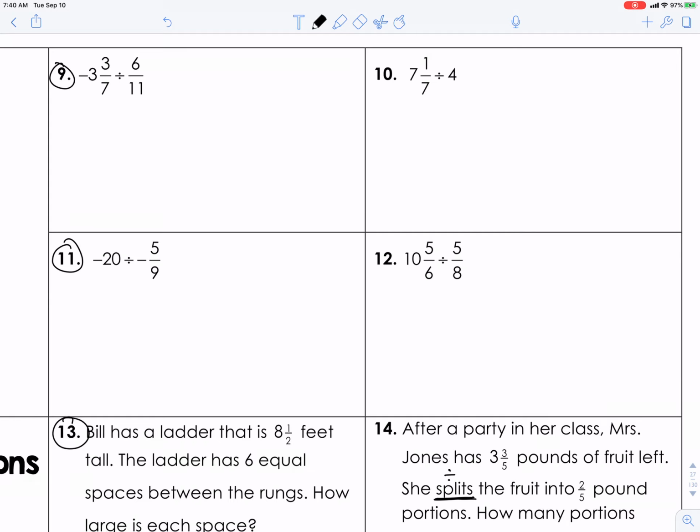Make sure you have a fraction. That's one of the simplest parts. No whole numbers when you start to multiply.